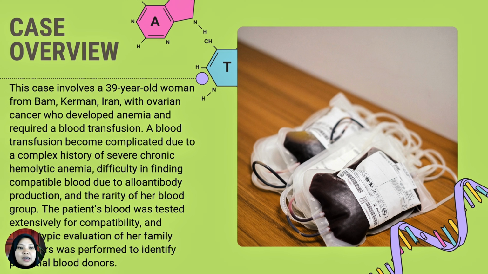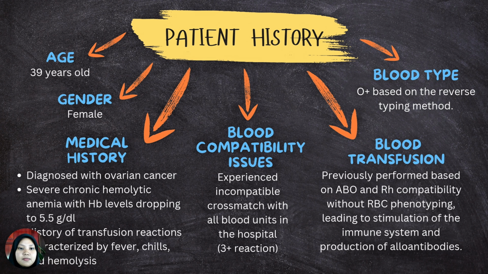The case overview. This case involves a 39-year-old woman from Bam, Kerman, Iran with ovarian cancer who developed anemia and required a blood transfusion. The transfusion became complicated due to a complex history of severe chronic hemolytic anemia, difficulty in finding compatible blood due to alloantibody production, and the rarity of her blood group. The patient's blood was tested extensively for compatibility, and phenotypic evaluation of her family members was performed to identify potential blood donors.